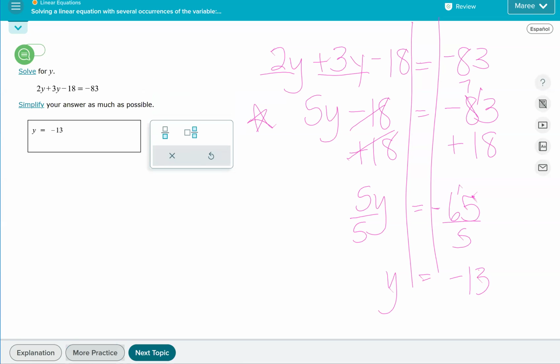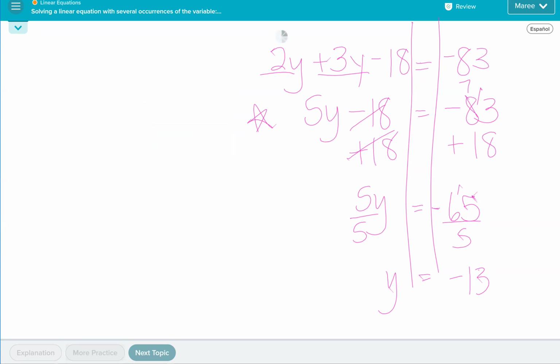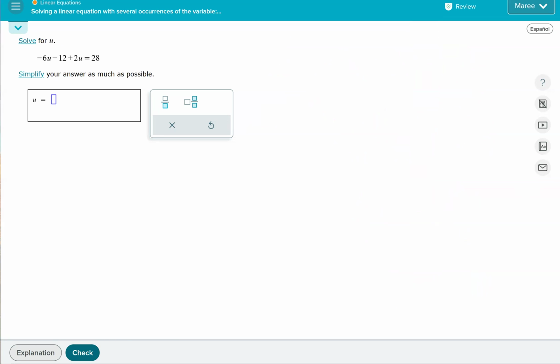And we'll do one more, but these problems should all be fairly similar. Let's just combine these like terms right from the beginning. So we have a negative 6u and we're adding 2u. So we have negative 4u minus 12 is equal to 28.